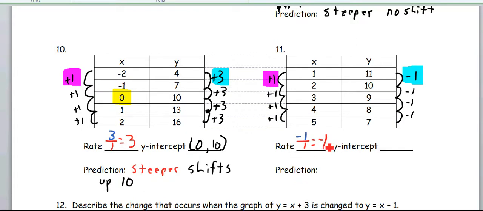So 1 in itself is 1. It will be neither steeper nor shallower, but the graph will go down because it's negative. So it's going to go down, and we can put in here negative.